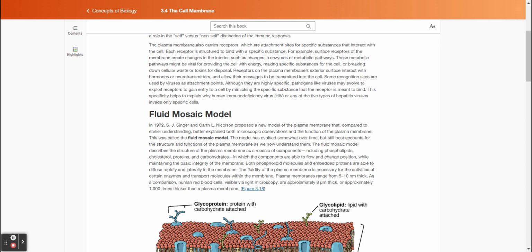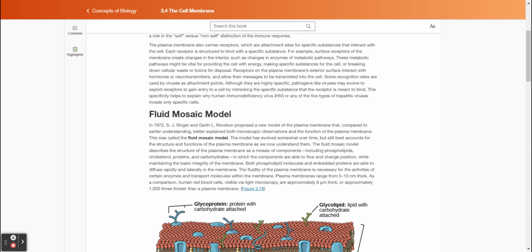For example, surface receptors of the membrane create changes in the interior, such as changes in enzymes of metabolic pathways. These metabolic pathways might be vital for providing the cell with energy, making specific substances for the cell, or breaking down cellular waste or toxins for disposal. Receptors on the plasma membrane's exterior surface interact with hormones or neurotransmitters and allow their messages to be transmitted into the cell. Some recognition sites are used by viruses as attachment points.